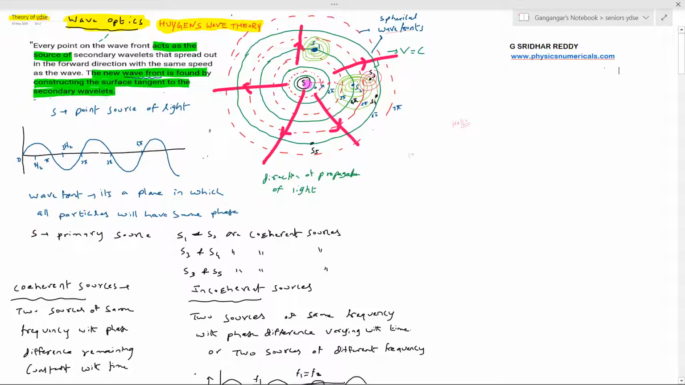S is the primary source. S1 and S2 will become secondary sources. In turn, they also start emitting wavefronts. The next question is how the wave will propagate. The direction of wave propagation will be perpendicular to the wavefront.